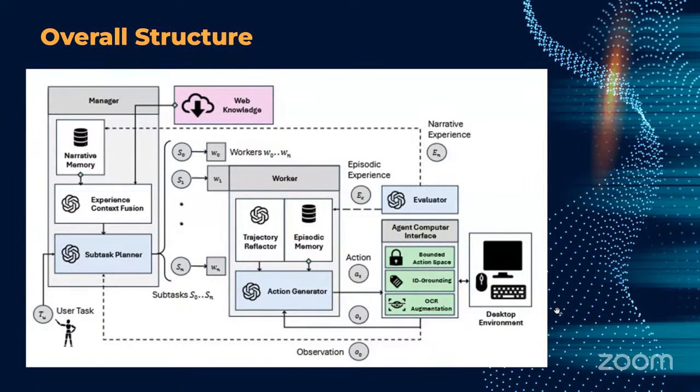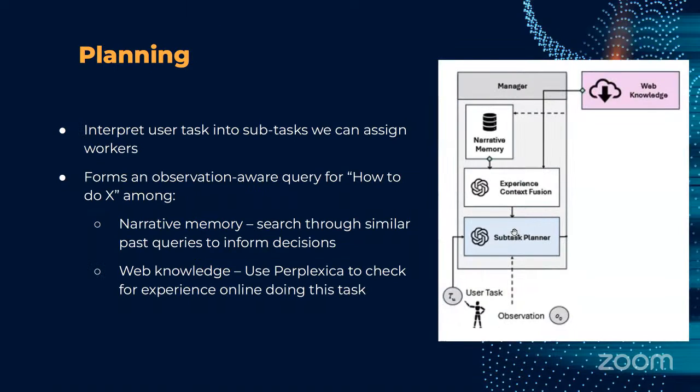So the overall structure on first glance looks rather complicated, but it runs from the manager, which does the long-term planning, which builds subtasks that go to workers. These workers do actions. Once the workers are done with the actions that complete the subtasks, it goes back to the manager, and you keep cycling through that loop until the agent decides that it is done. So let's start with that planning step.